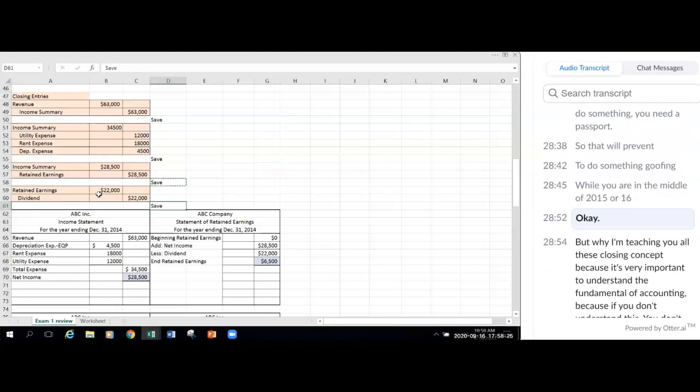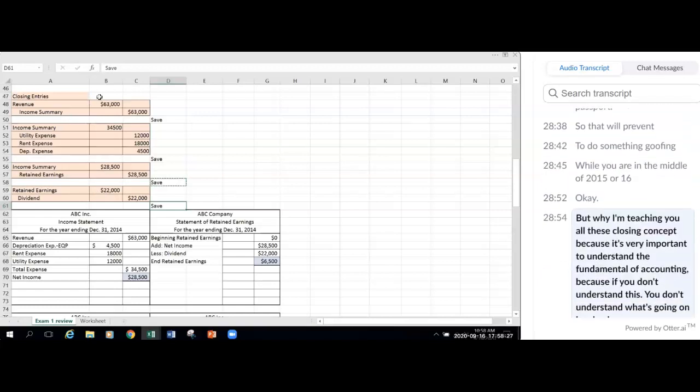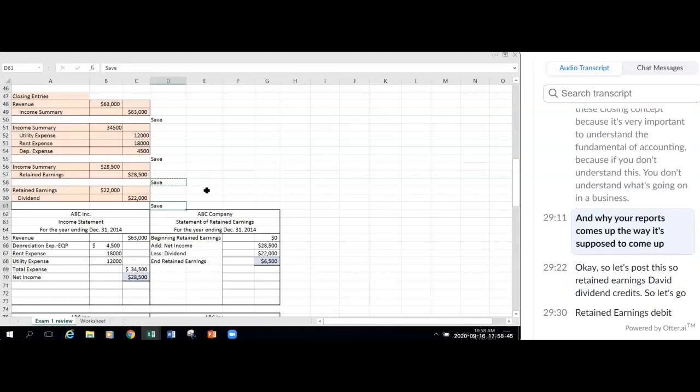Okay. But why am I teaching you all this closing concept? Because it's very important to understand the fundamentals of accounting. If you don't understand this, you don't understand what's going on in a business and why your reports come up the way they're supposed to.